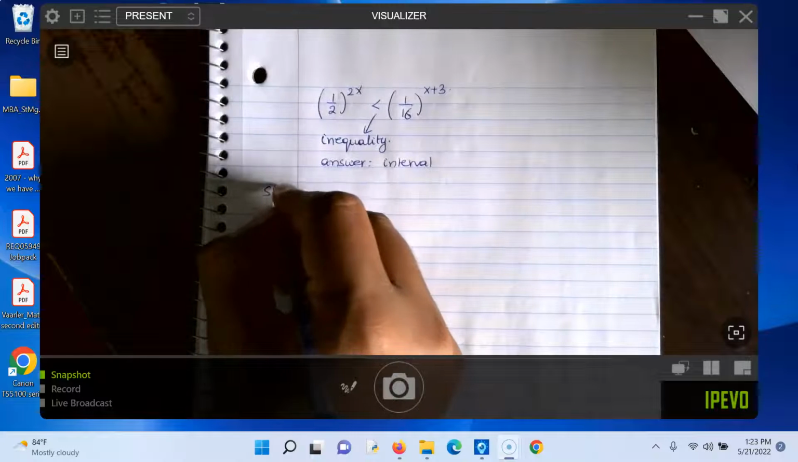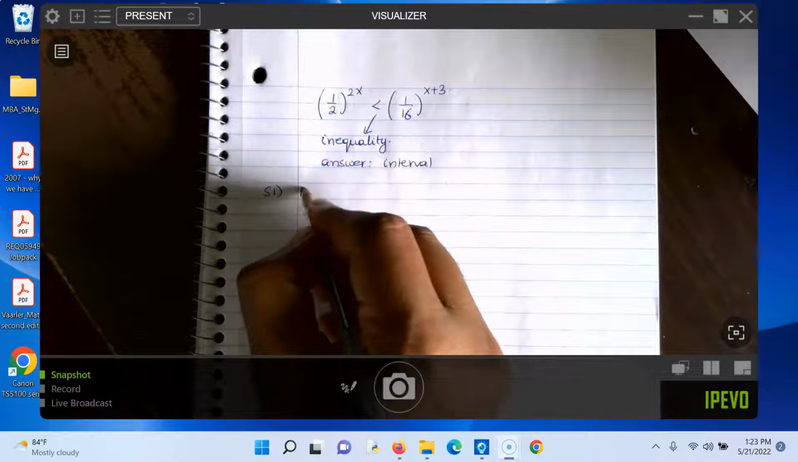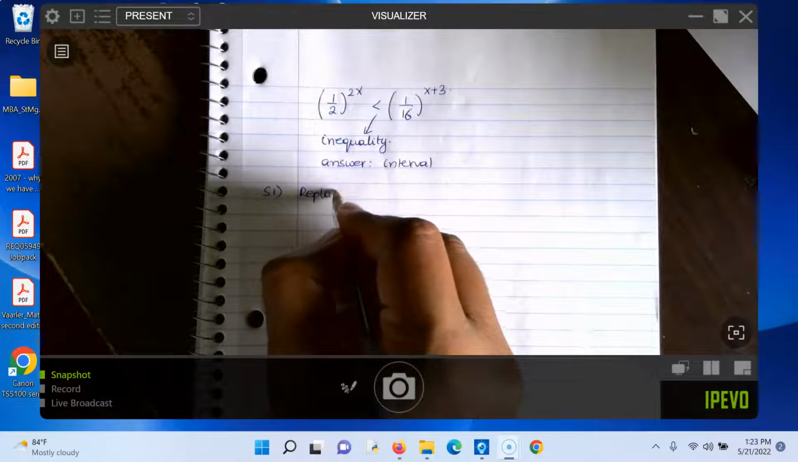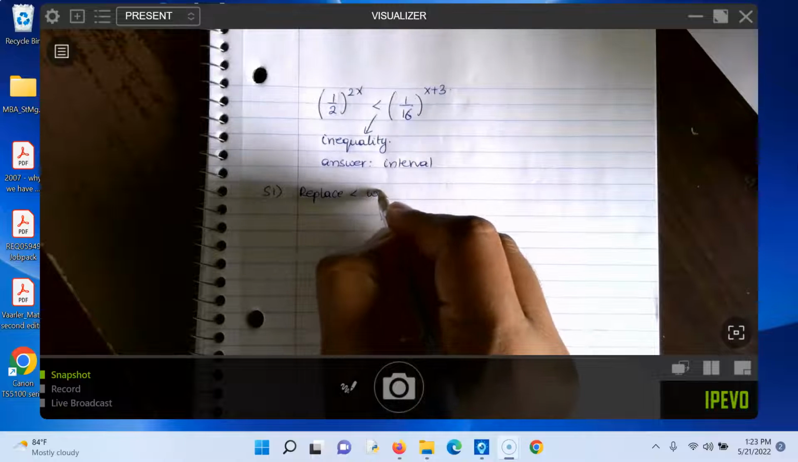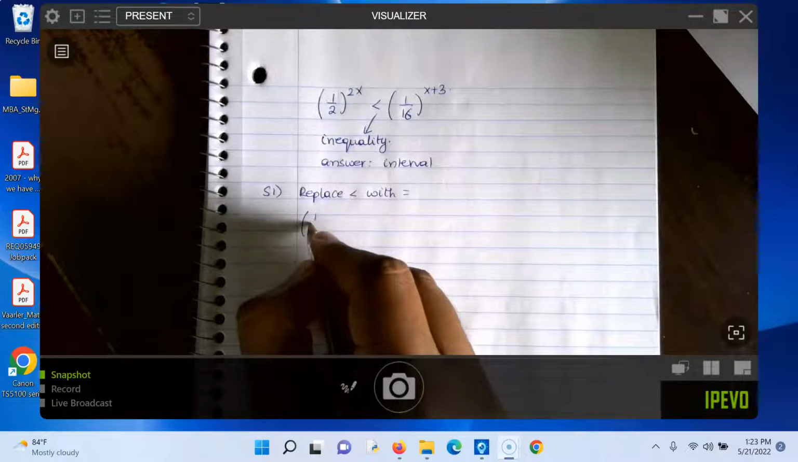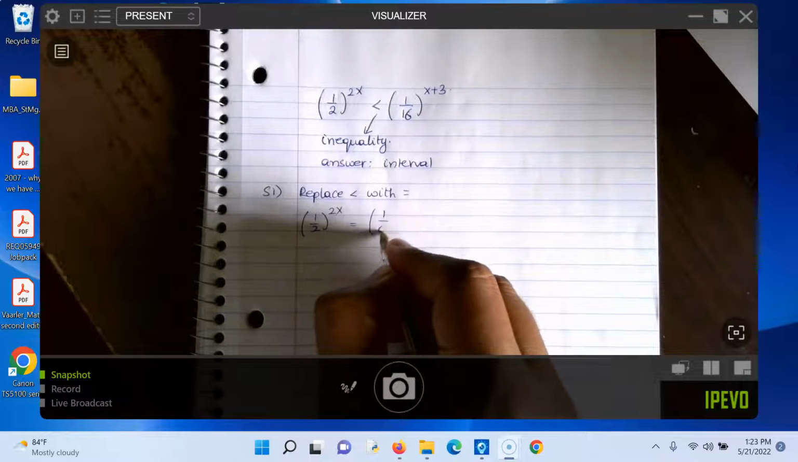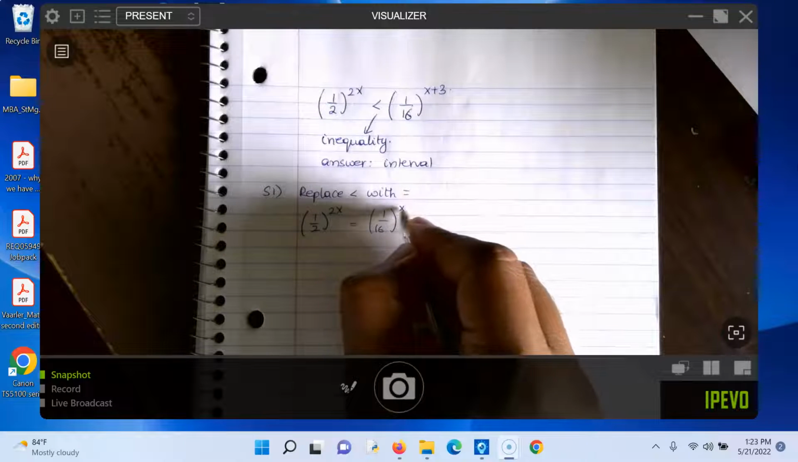Now step one is what you do is you replace the inequality with equal sign. So replace less than sign with equal sign. So what does that give you? That gives you 1/2 to the 2x equals 1/16 to the x plus 3.